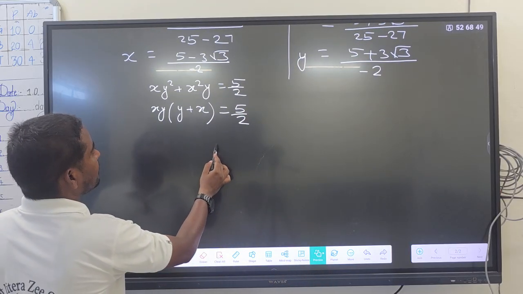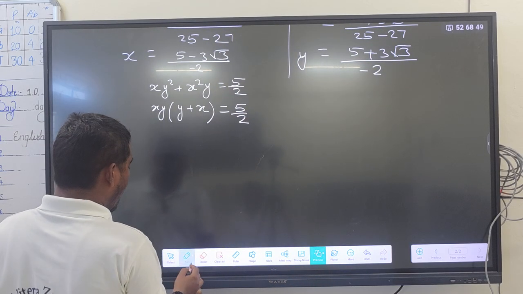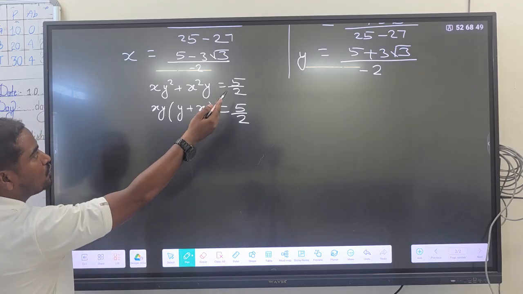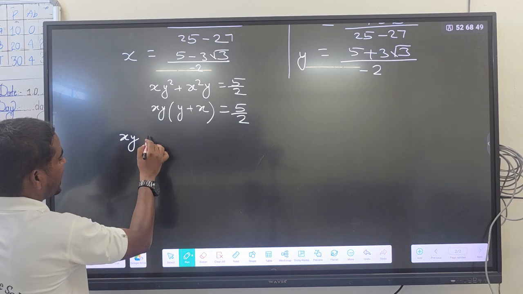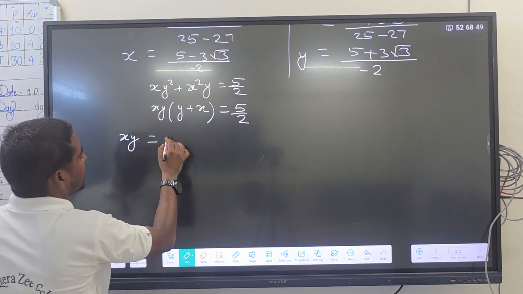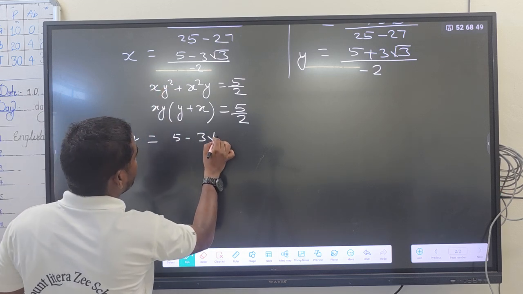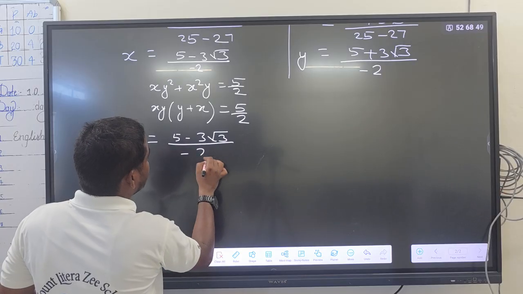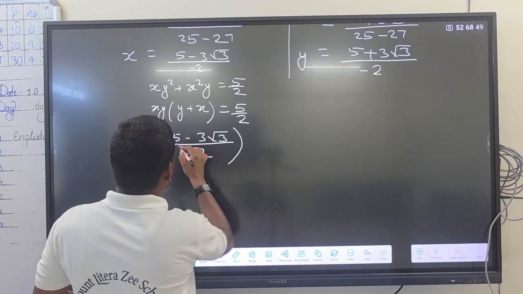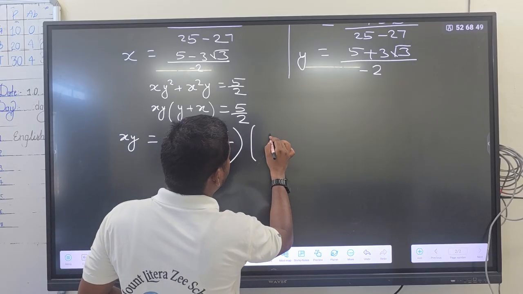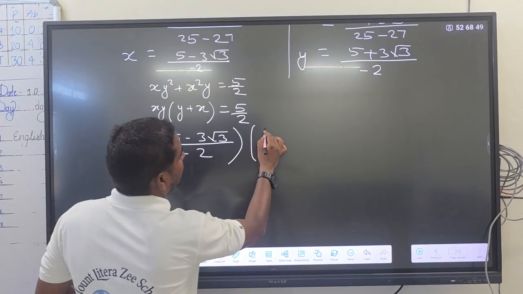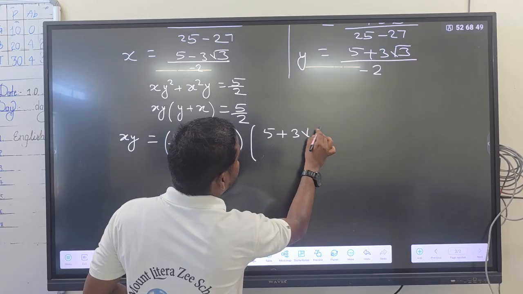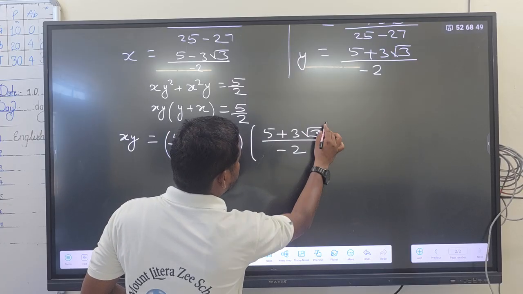Okay, now here we are having the values of x and y. So how am I going to do it? First I am going to multiply x and y. So let us see how much we are getting, x into y. Okay, x we are having 5 minus 3 root 3 upon minus 2, and y we are having as 5 plus 3 root 3 upon minus 2.